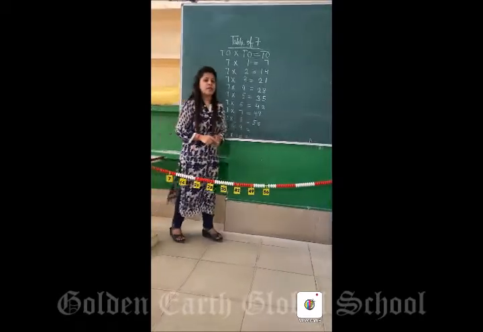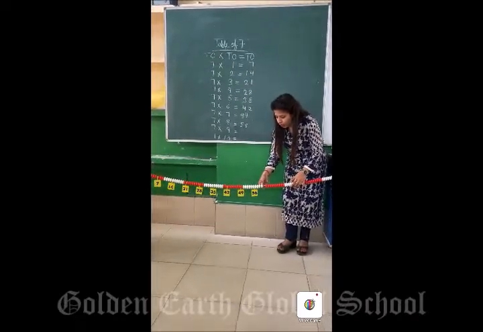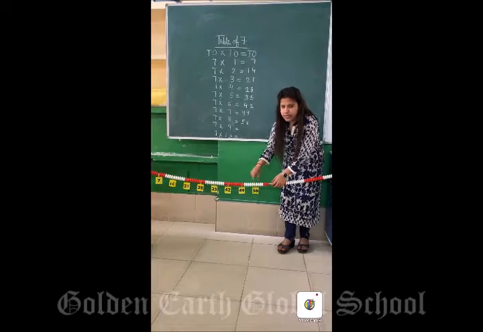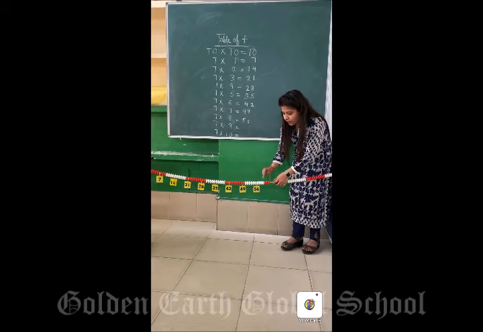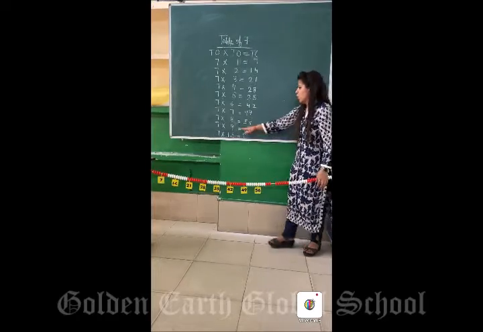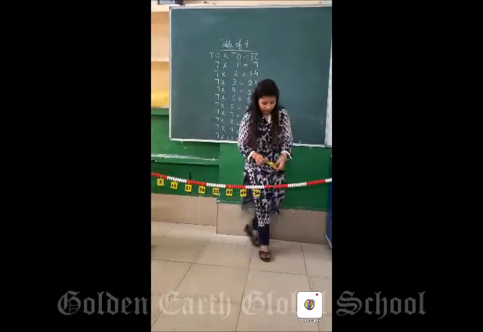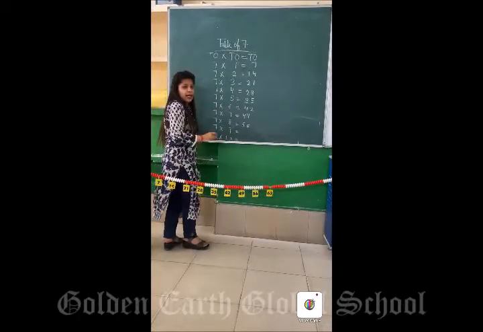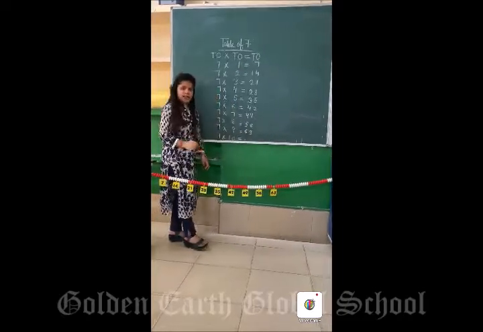7 8s are 56. Again we will count 7 beads. 1, 2, 3, 4, 5, 6, 7. यहाँ पे कौन सा है? 56. What comes after 56? 57, 58, 59, 60, 61, 62, 63. Pairs कितने हो गए? 9. So 7 9s are 63. And we will put a tag here of 63 and write 63. 3 under 1s and 6 under 10s.